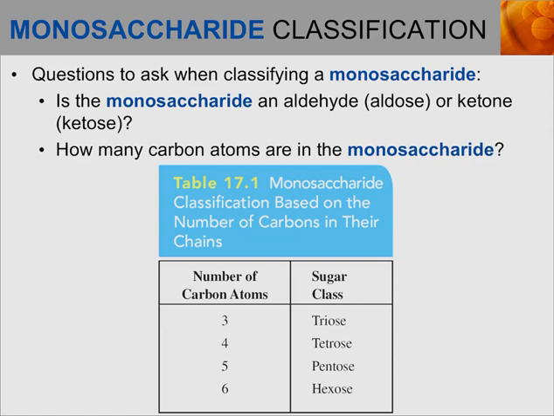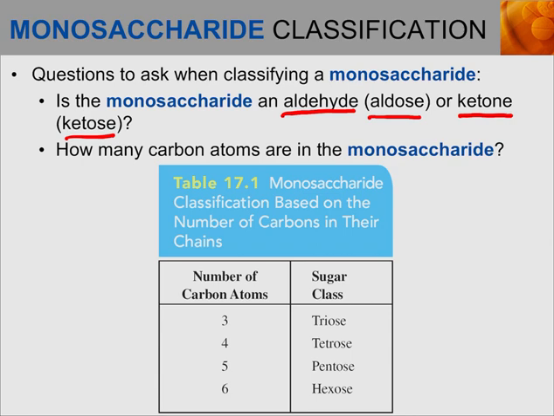Everyone, in this video, we're going to talk a little bit more about how to classify monosaccharides. Some questions to ask when you're classifying a monosaccharide: is the monosaccharide an aldehyde, aldose, or a ketone, ketose? Also, how many carbon atoms are in the monosaccharide?